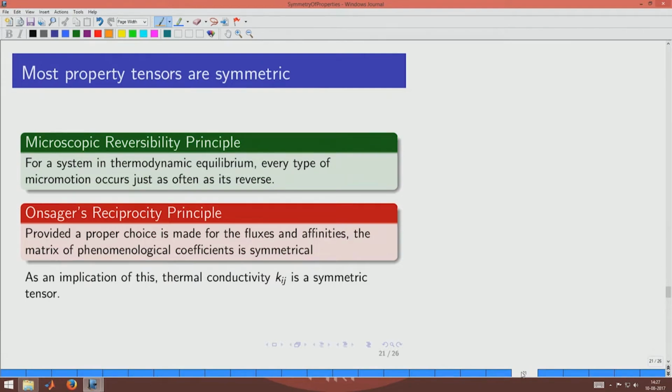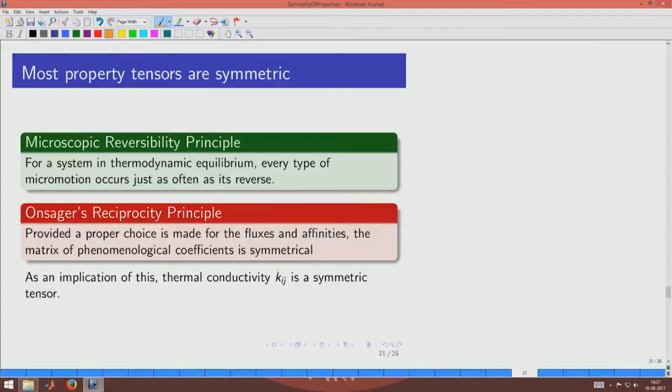Most of the property tensors are also symmetric, and there is a reason for that. We will start with the symmetric tensor and apply the symmetry principles, but why is it symmetric? There is a principle that comes from Onsager, for which he won the Nobel Prize. It is called the microscopic reversibility principle, which says that for a system in thermodynamic equilibrium, every type of micromotion occurs just as often as its reverse. So, when you look at transport properties, at the atomic scale there is a symmetry that is preserved, which means that properties related to transport will have symmetric tensors. Diffusivity and thermal conductivity are all symmetric tensors.